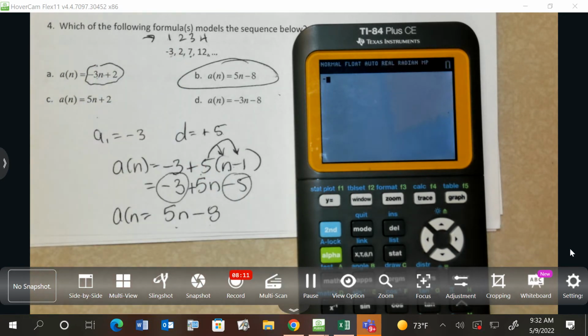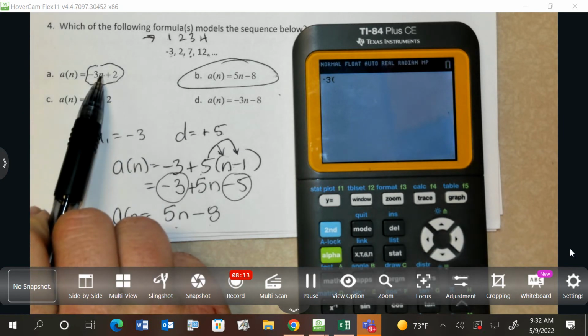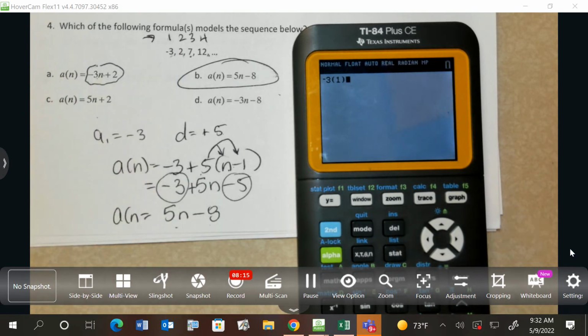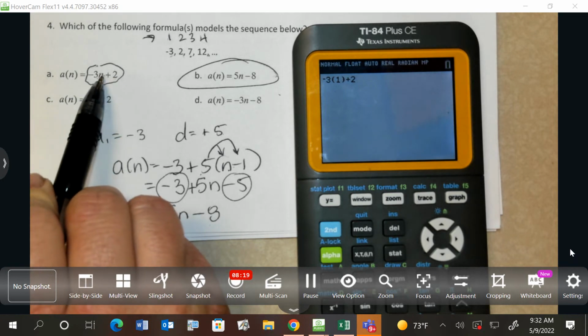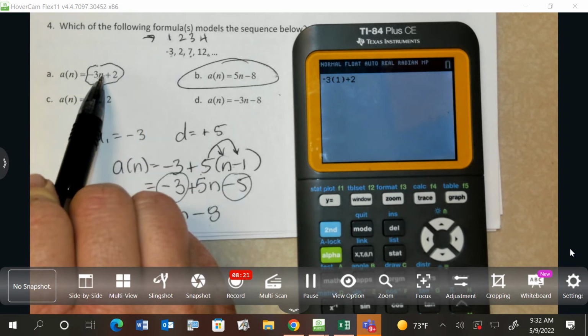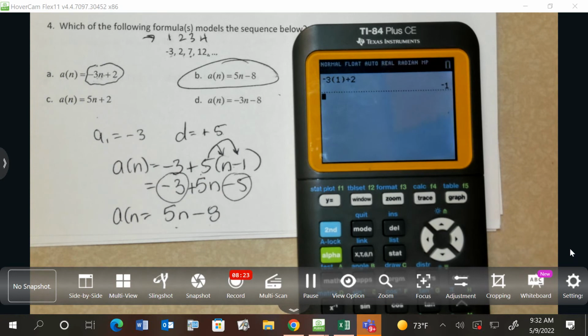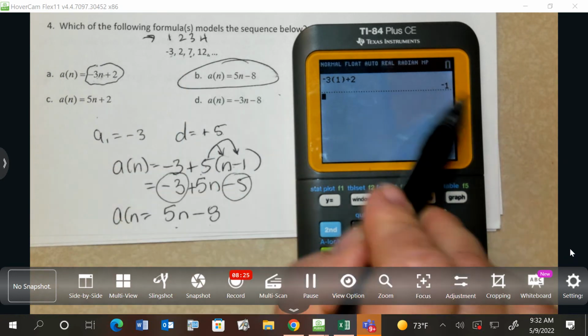So do this with me. I have -3. Okay, now I'm going to hug the 1 because it's the first number in the sequence, and add 2. So I literally just plug this in, but I substituted in 1, the input, for n. Press enter. Do we come up with an answer of -1? Sorry, we got an answer of -1.